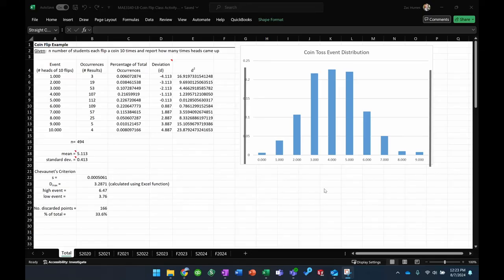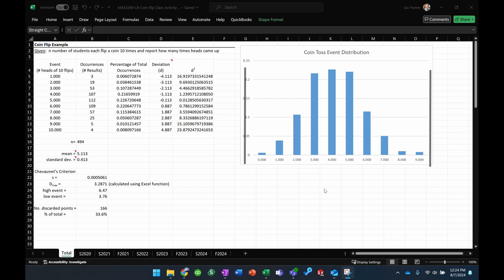Here's an example of using Chauvenet's criteria to determine what data points in a data set are outliers. While this is maybe not a common scenario that you would run into collecting data, it is pretty good to illustrate some of the weaknesses or limitations of this technique of using Chauvenet's criteria to exclude outliers from a data set.